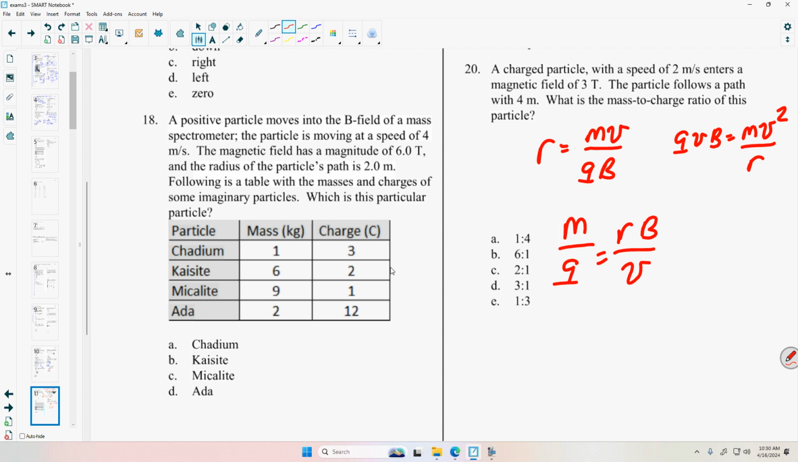All right? Number 18. We've done that a number of times. It's just where you're solving for the mass to charge ratio and then identifying the particle.